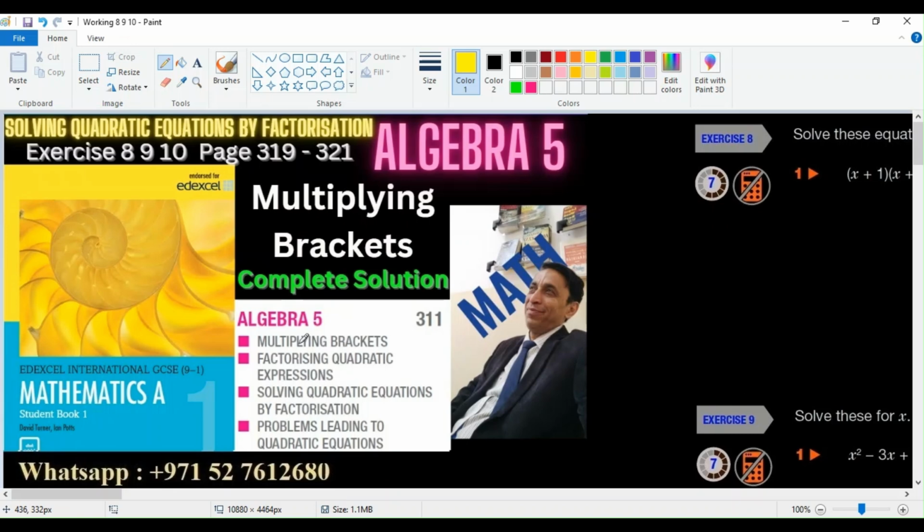Welcome back once again. In this episode we are working on Algebra 5, solving quadratic equations by factorization. We'll be working on exercises 8, 9 and 10, which you can find on pages 319 to 321. The topic is about multiplying brackets, and you will get the complete solution. The book that I'm using is Edexcel International GCSE (9-1) Mathematics A Student Book 1.